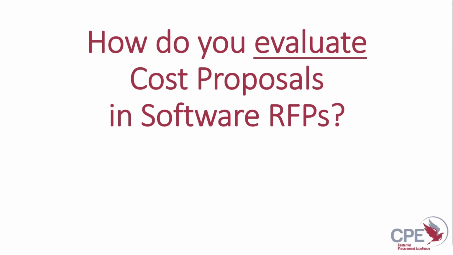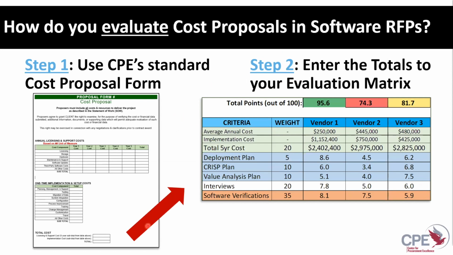So there's that. Using that form, the next piece would be how do we evaluate it? And the answer here is pretty simple. You take the responses to that cost proposal form, take the grand total numbers and plug them into your evaluation matrix where you're keeping track of your full evaluation process. So you can see here the way that I personally like to do it is I get the total 5-year cost wrapped up in there.